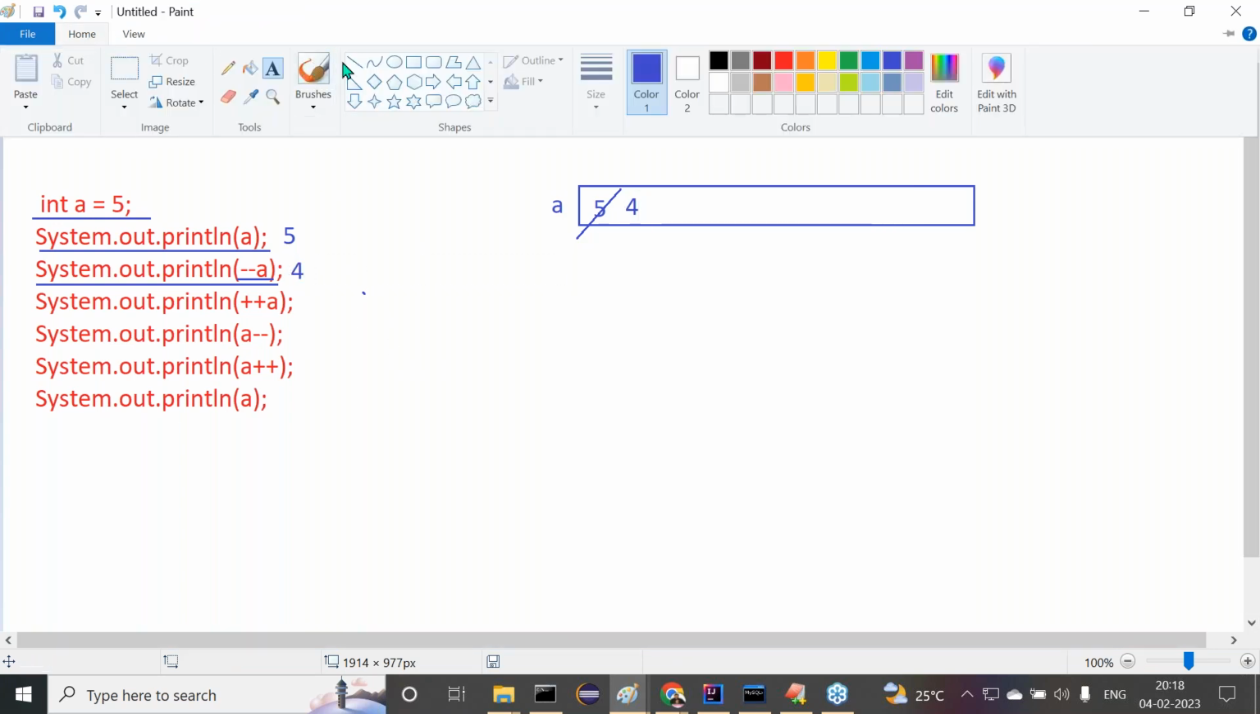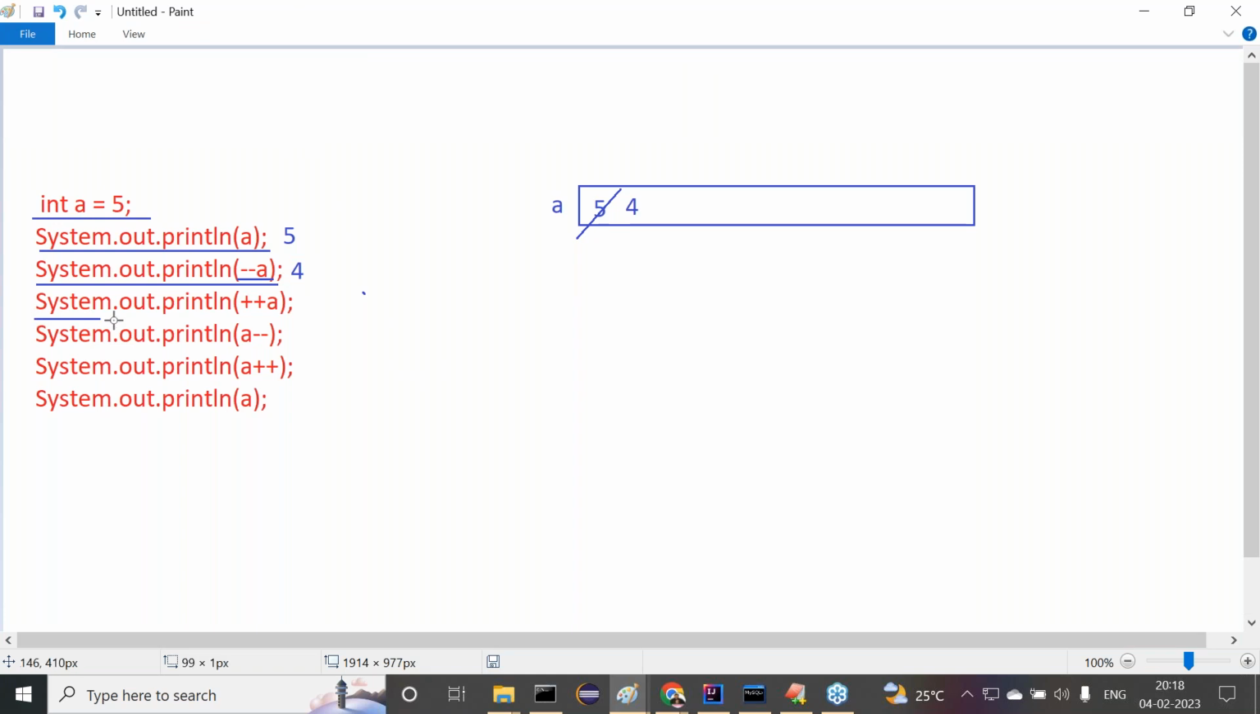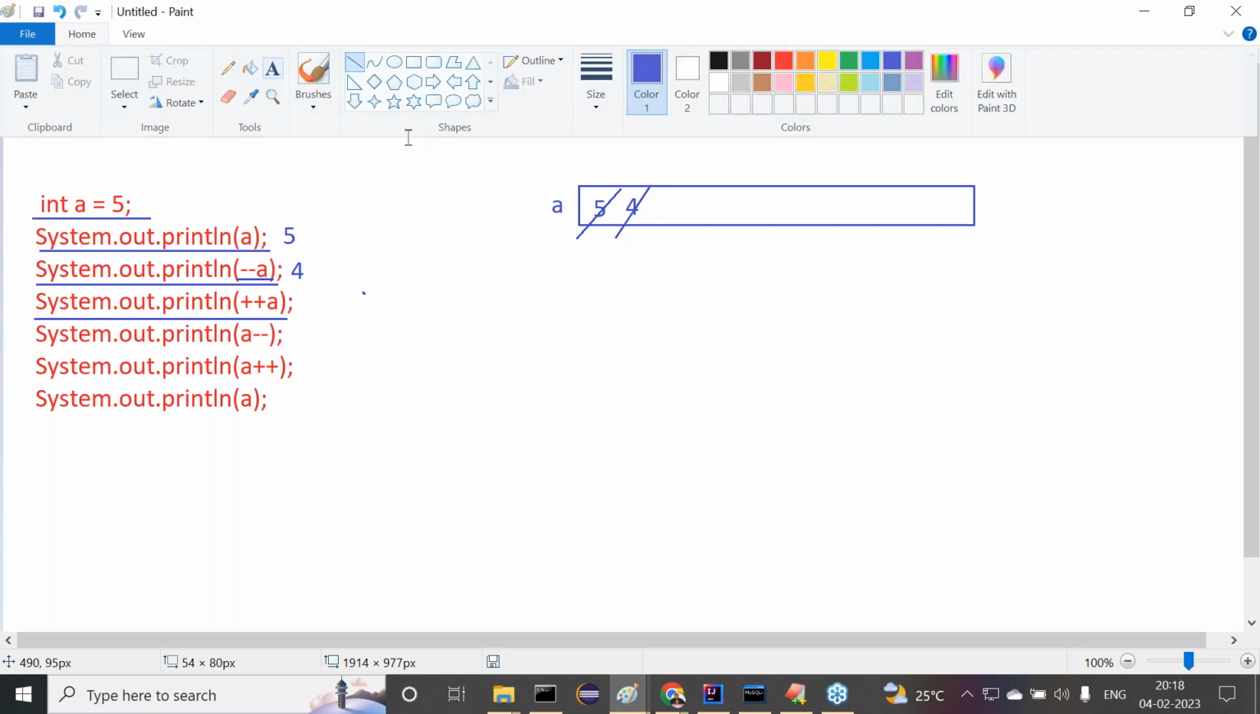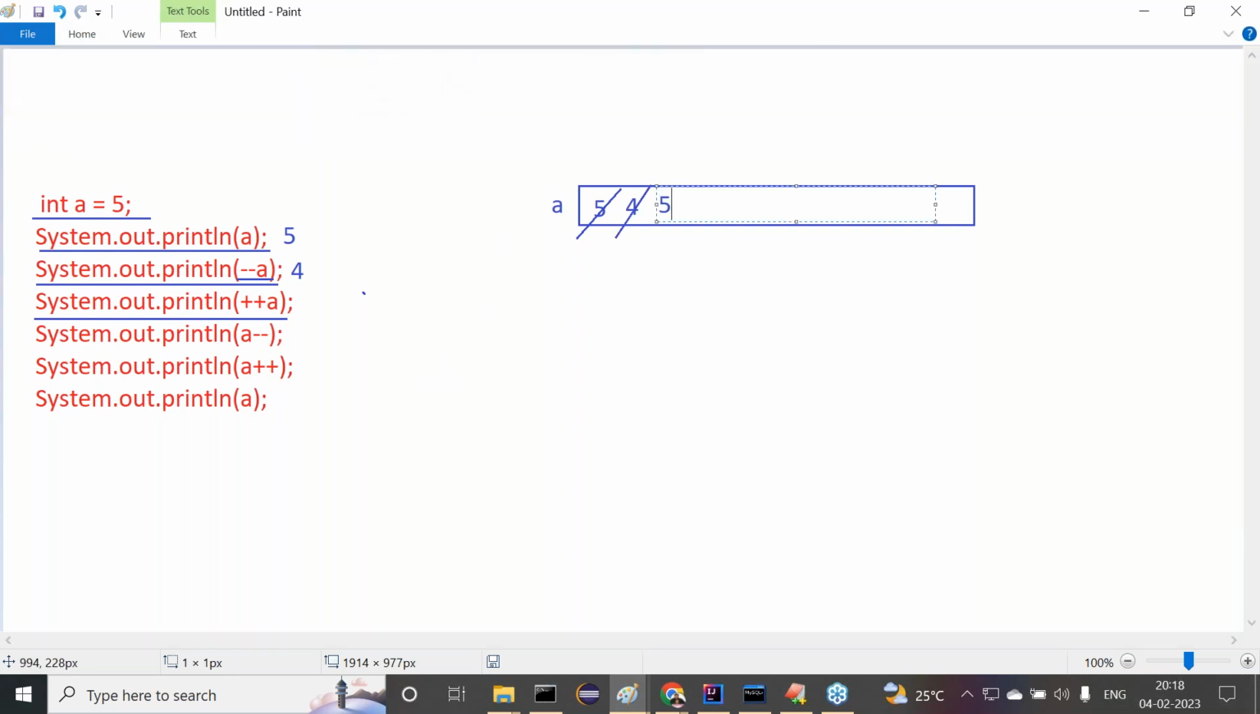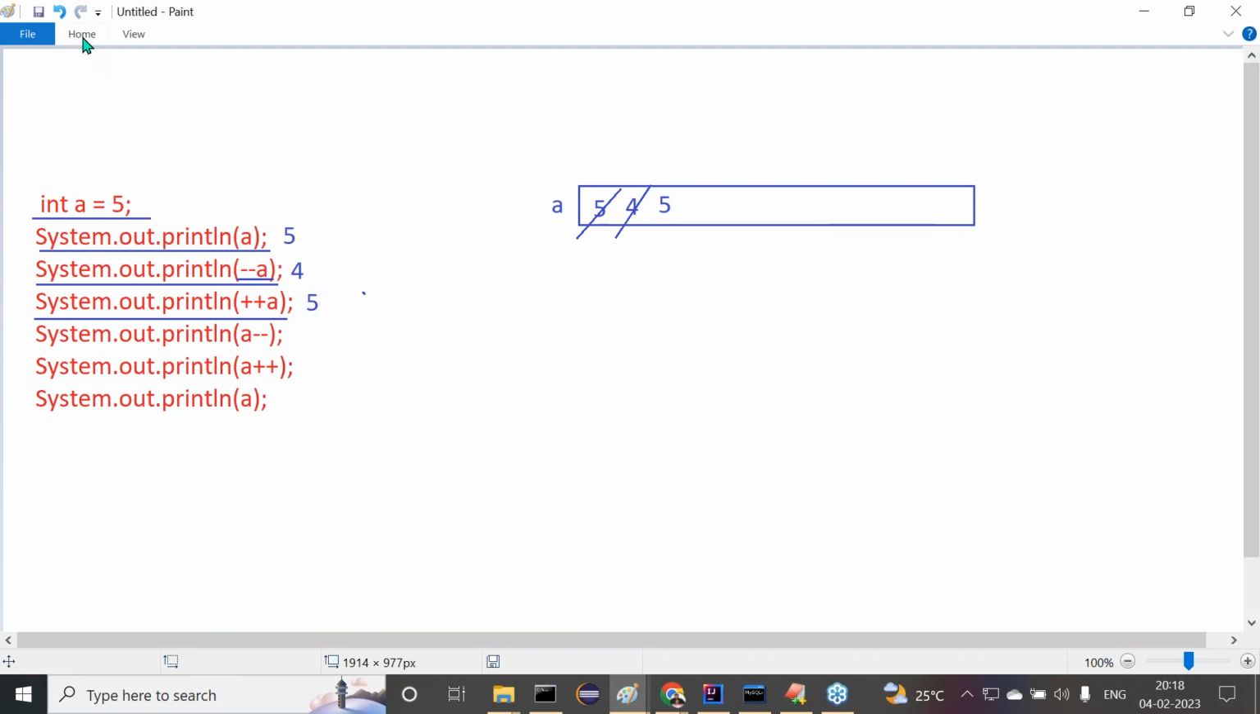Next one is System.out.println of ++a. This is pre-increment. Pre-increment means first the value will be incremented by 1. 4 is incremented by 1, so there we are getting 5. Then 5 is the value we are getting here.